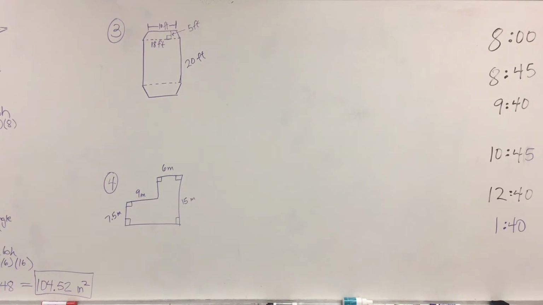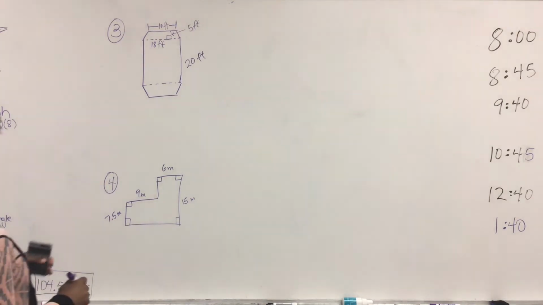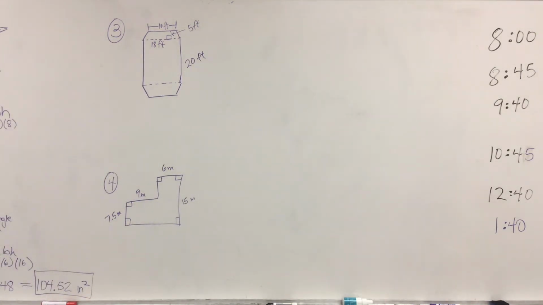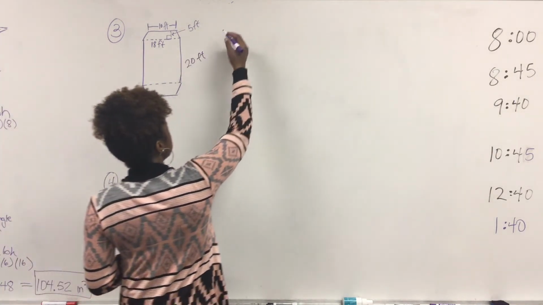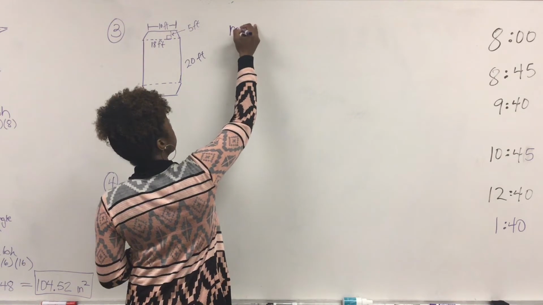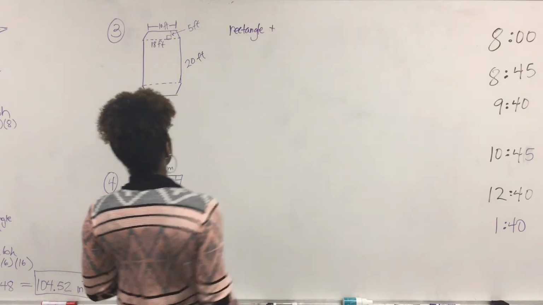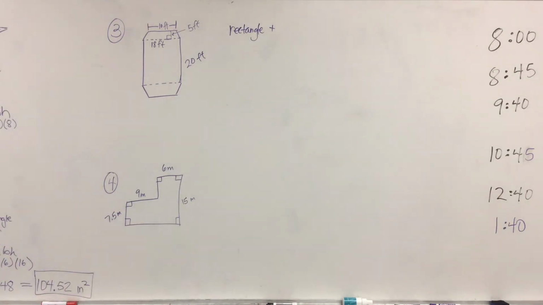All right, example number three, by the way. So in this example, if you notice, we have 3 smaller parts this time instead of 2. However, we are going to do the exact same thing. Alright, so what do we see? Well, we know we see a rectangle. And then we see 2 trapezoids.